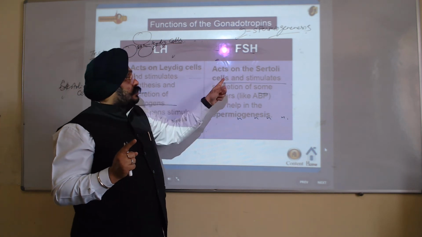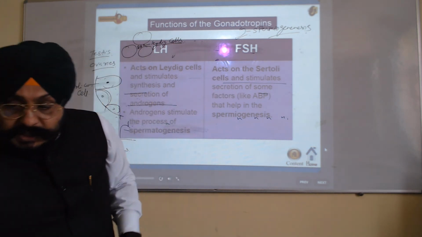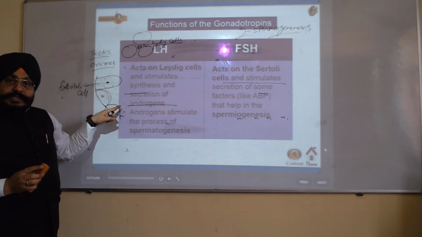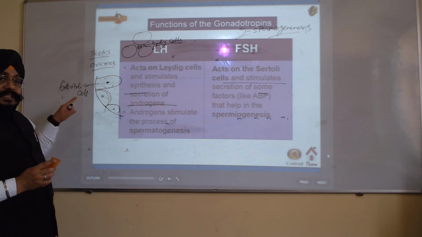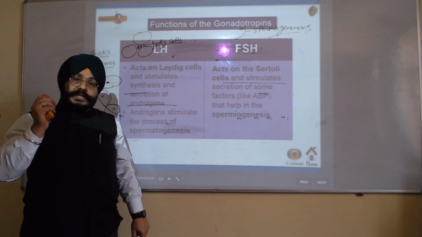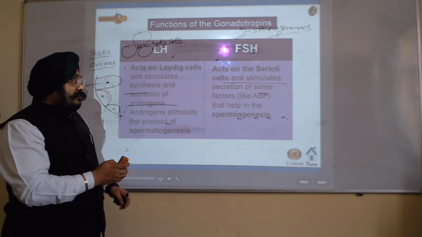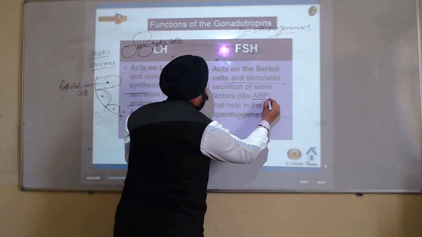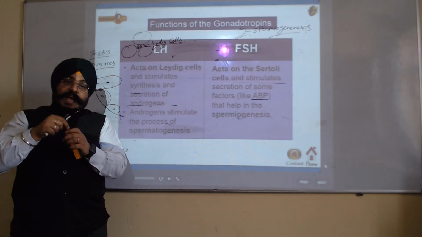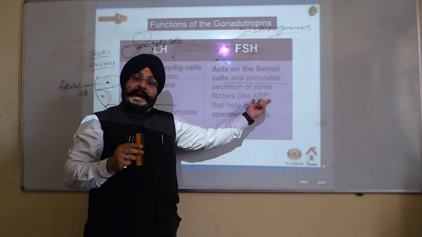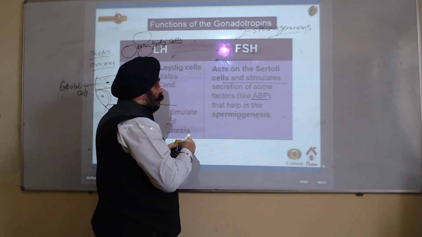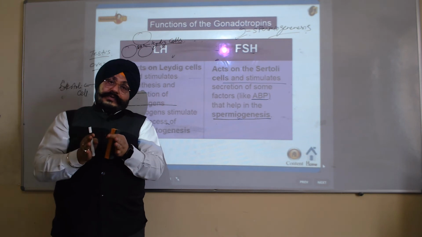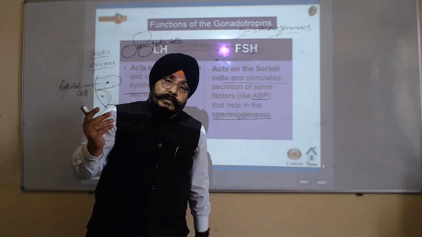This hormone acts on which cell? Sertoli cell. Where are the Sertoli cells present? They are present inside the seminiferous tubules. These are also called nursing cells because they provide nourishment and nutrition, and they have a very important role. They produce a factor known as androgen binding protein, which binds with androgen, the male hormone, and helps in the process of spermiogenesis. What was spermiogenesis? Formation of spermatozoa from spermatids.